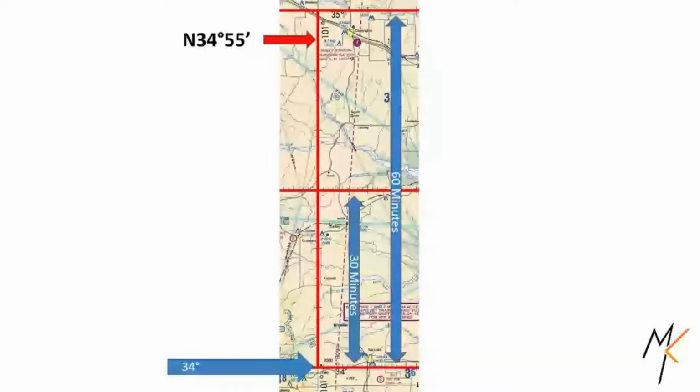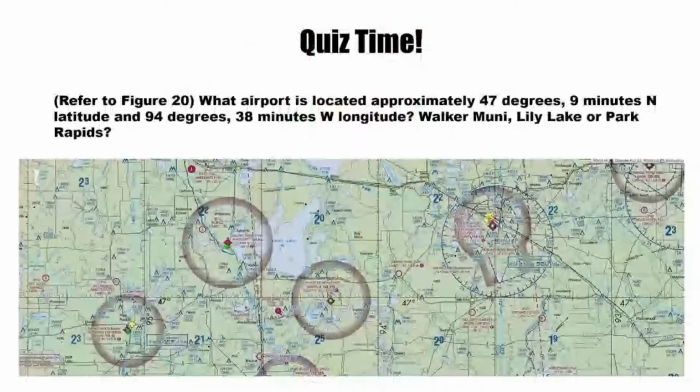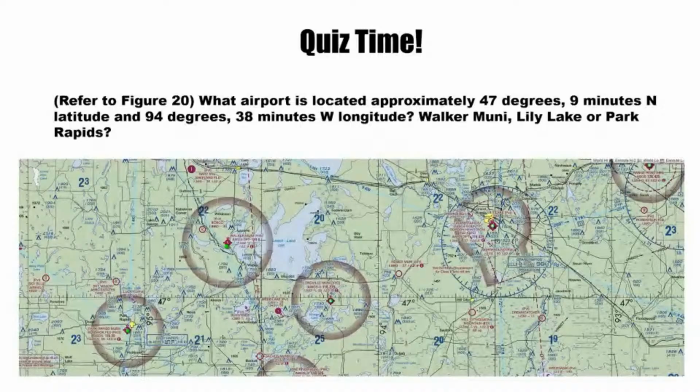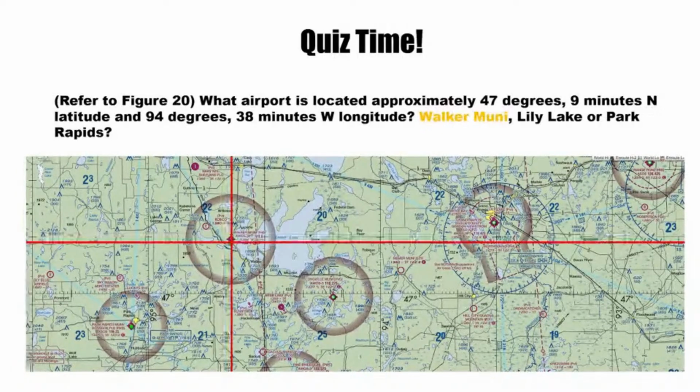Let's look at a sample question. Refer to this figure. What airport is located approximately 47 degrees, 9 minutes north latitude and 94 degrees, 38 minutes west longitude? Walker Mooney, Lily Lake, or Park Rapids? Now, obviously, this is going to be too small for you to try and do on your own, so I've already gone ahead and outlined it for you.